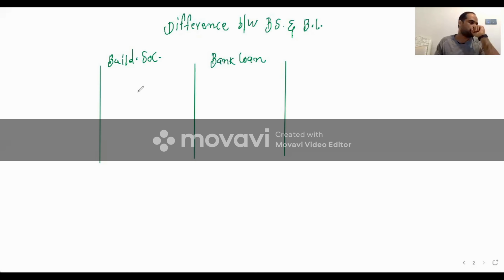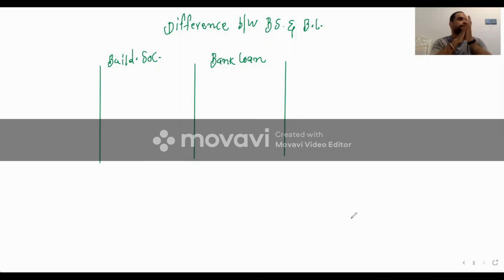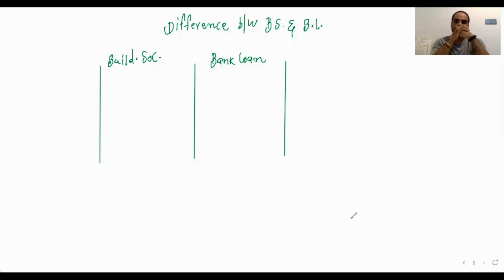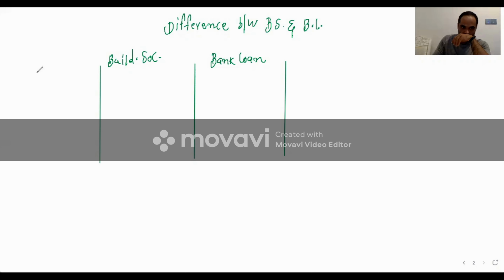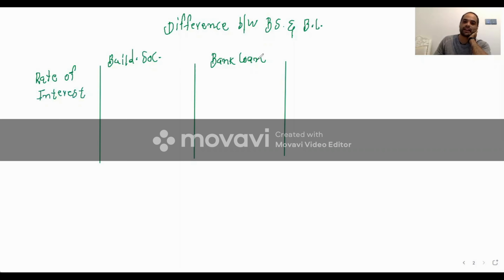Okay, so can you tell me what is the difference? You know already, Kamdo, so what is the difference? Tell me the first difference. First difference is the rate of interest. Rate of interest under building societies and bank loan.